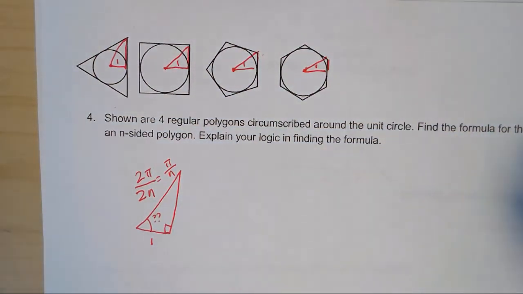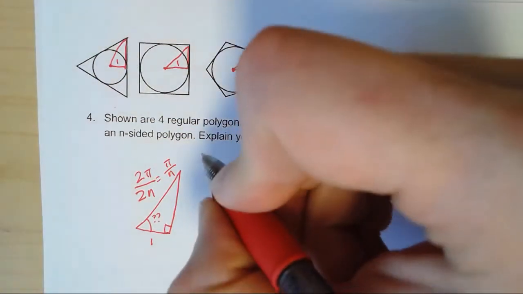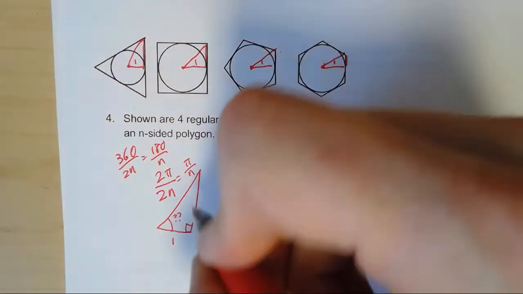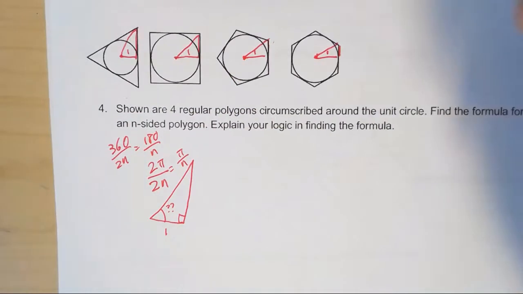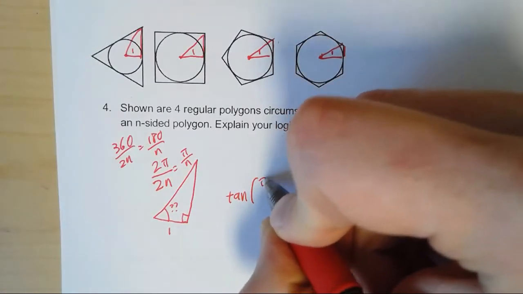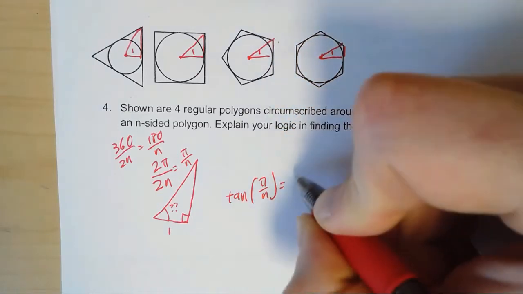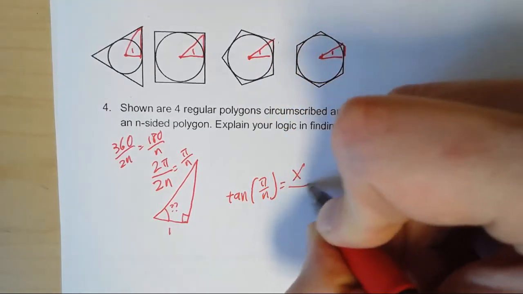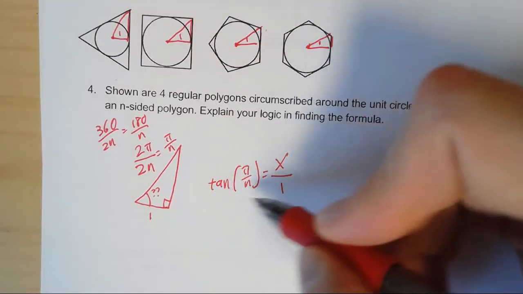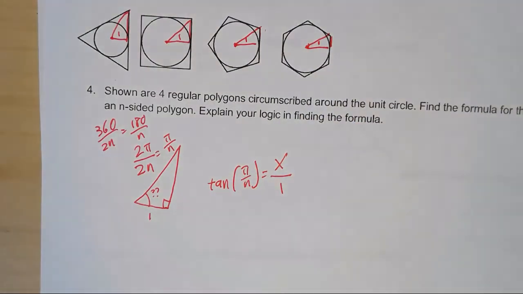Now if you chose to do this in degrees, it would look like this, 360 over 2n, which would be 180 over n. And so the length of this side right here, we're going to use tangent of pi over n, and that's going to equal our side length that we want, we'll call it x, over 1. Now since we're dividing by 1, this is the length of that side that we want.